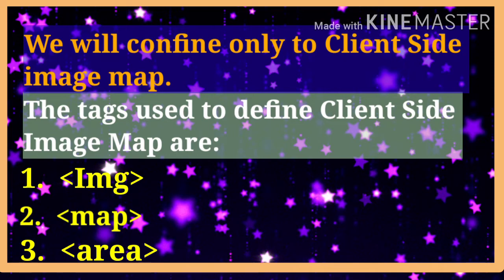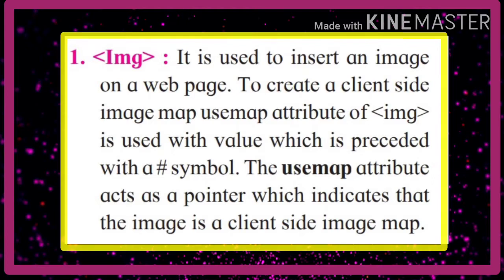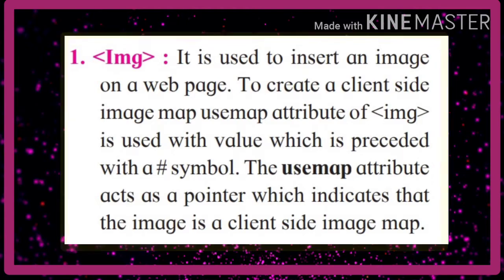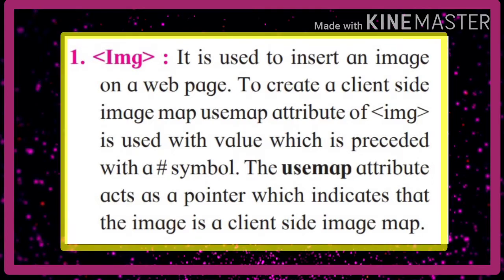The tags used to define client side image maps are: first is img, second is map, and third is area. By using these tags, you can create a client side image map. Let's see these three tags one by one. First tag is the img tag. It is used to insert an image on the web page.